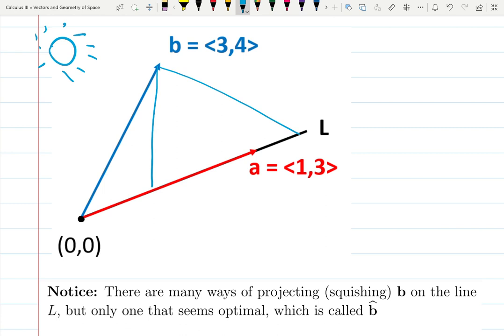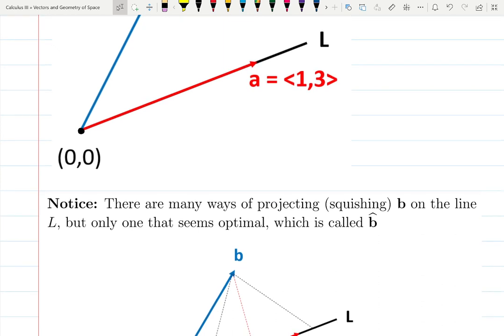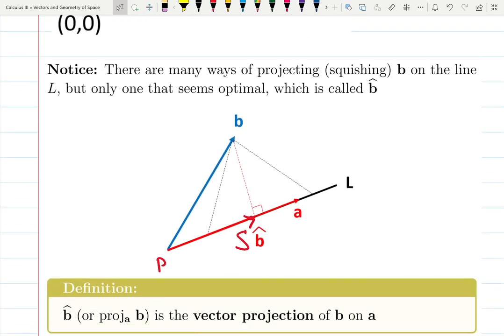Let's all agree what projection is. Is it with the angle like this, the angle like this? It depends on the sun. There's no sun, it's math. So the idea that makes the most sense is to keep the perpendicular angle, right? No matter where this composition of vectors is floating in the air, there's one particular right angle, right? So that makes sense. There are many ways to project B on the line L, but only one seems to be optimal.